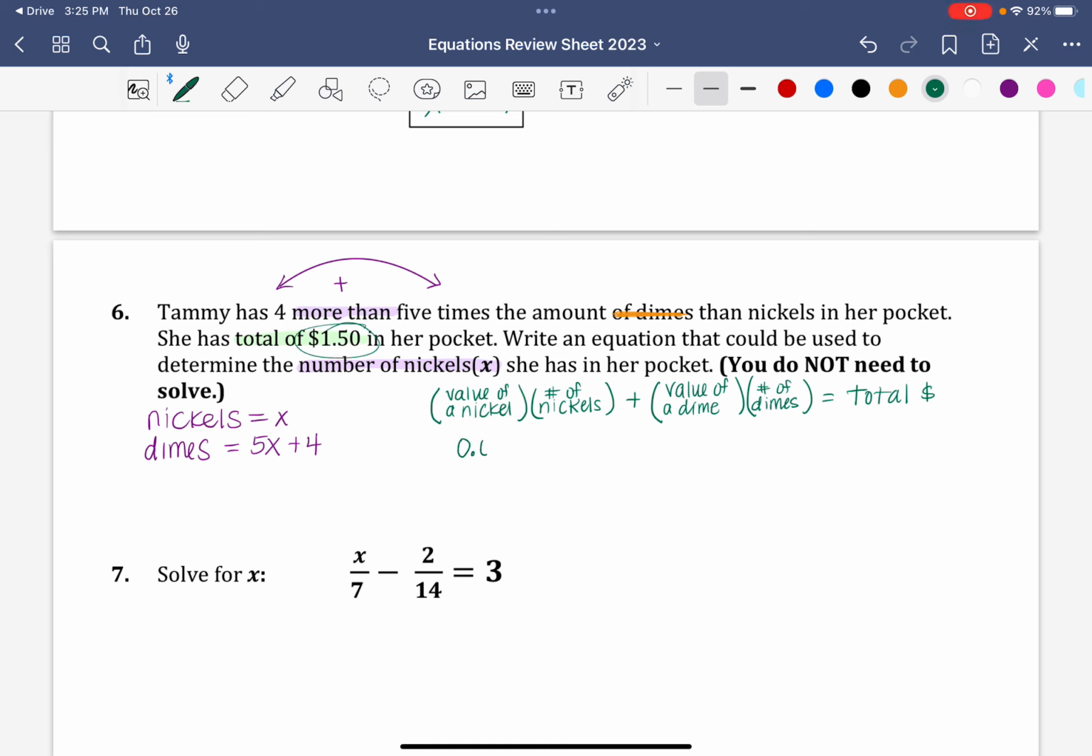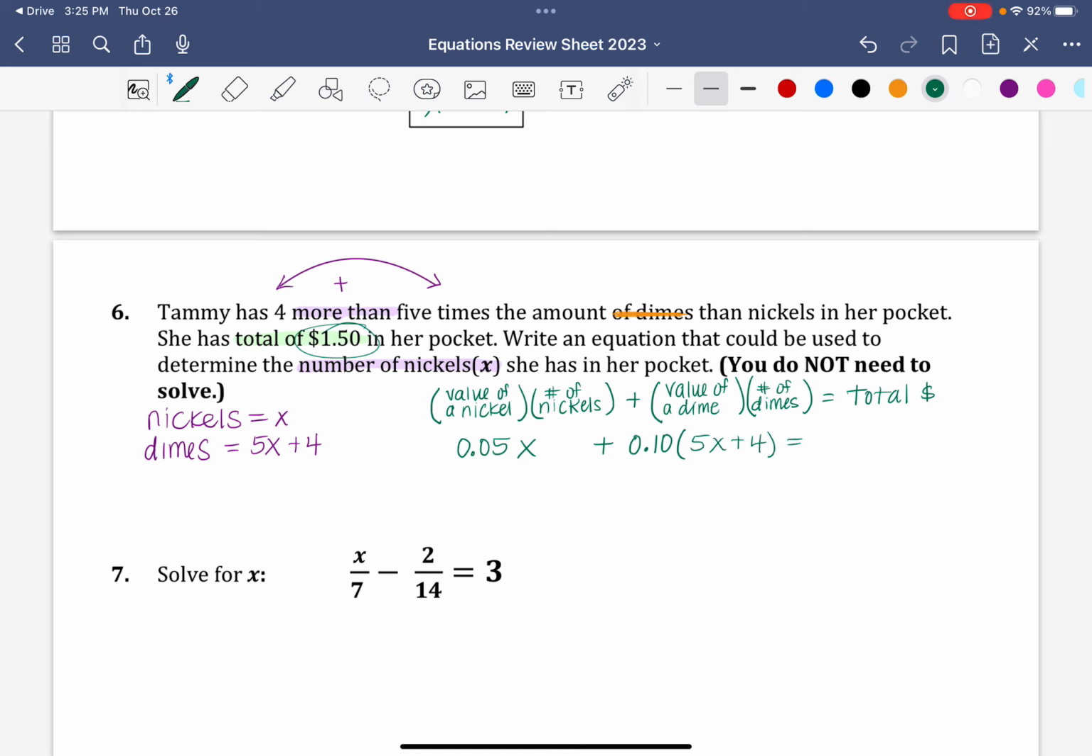So it's going to be 0.05 times the number of nickels we had, which we said was X. Okay, then I'm going to add to that the value of a dime. A dime is worth 10 cents, so it's going to be 0.10 times the number of dimes we have, which we said was the 5x plus 4.